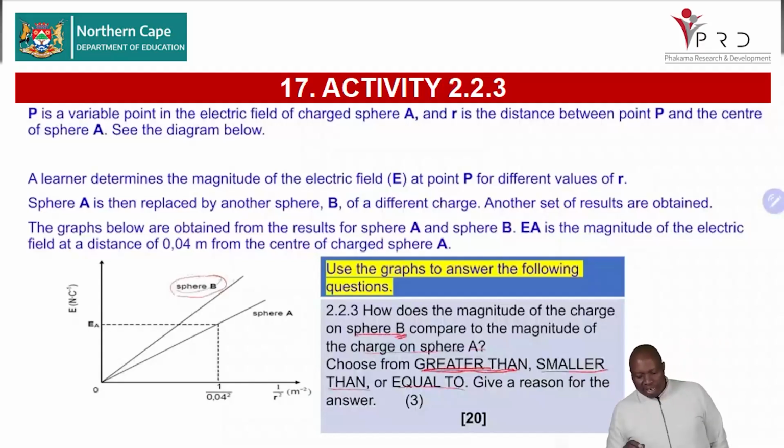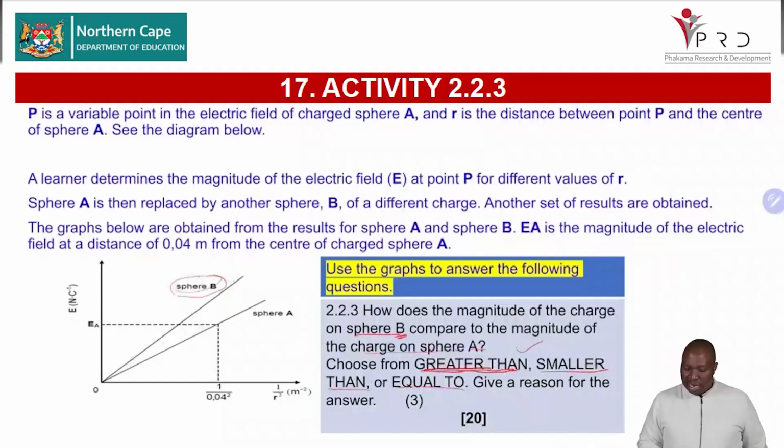Then they're saying give a reason for the answer. Remember, you're getting 1 mark for saying the charge is greater than. So what will be the reason? The reason will be that if you check, the gradient here is becoming steeper. The gradient is becoming steeper.